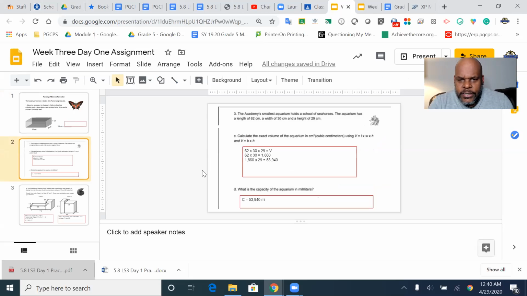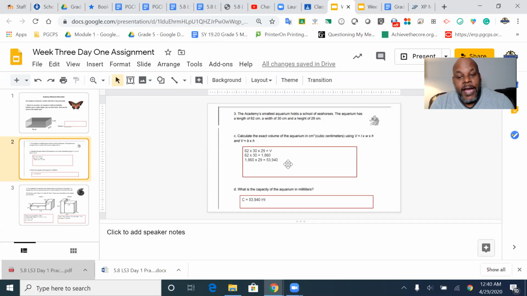All right. So the next one says the Academy's smallest aquarium holds a school of seahorses. The aquarium has a length of 62 centimeters and a width of 30 centimeters and a height of 29 centimeters. It says calculate the exact volume of the aquarium in centimeters cubed. So you have 62 times 30 times 29. 62 times 30 is 1,860. 1,860 times 29 is 53,940. So you would have 53,940 cubic centimeters.